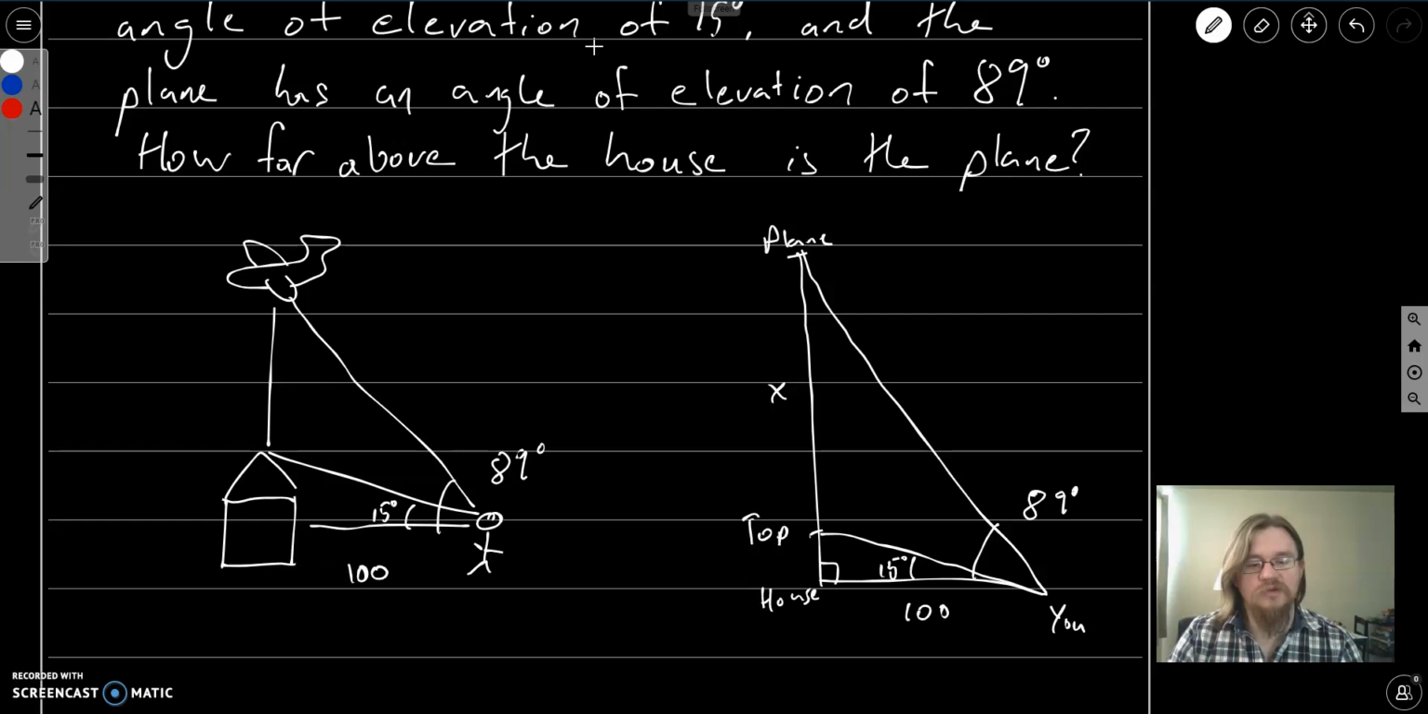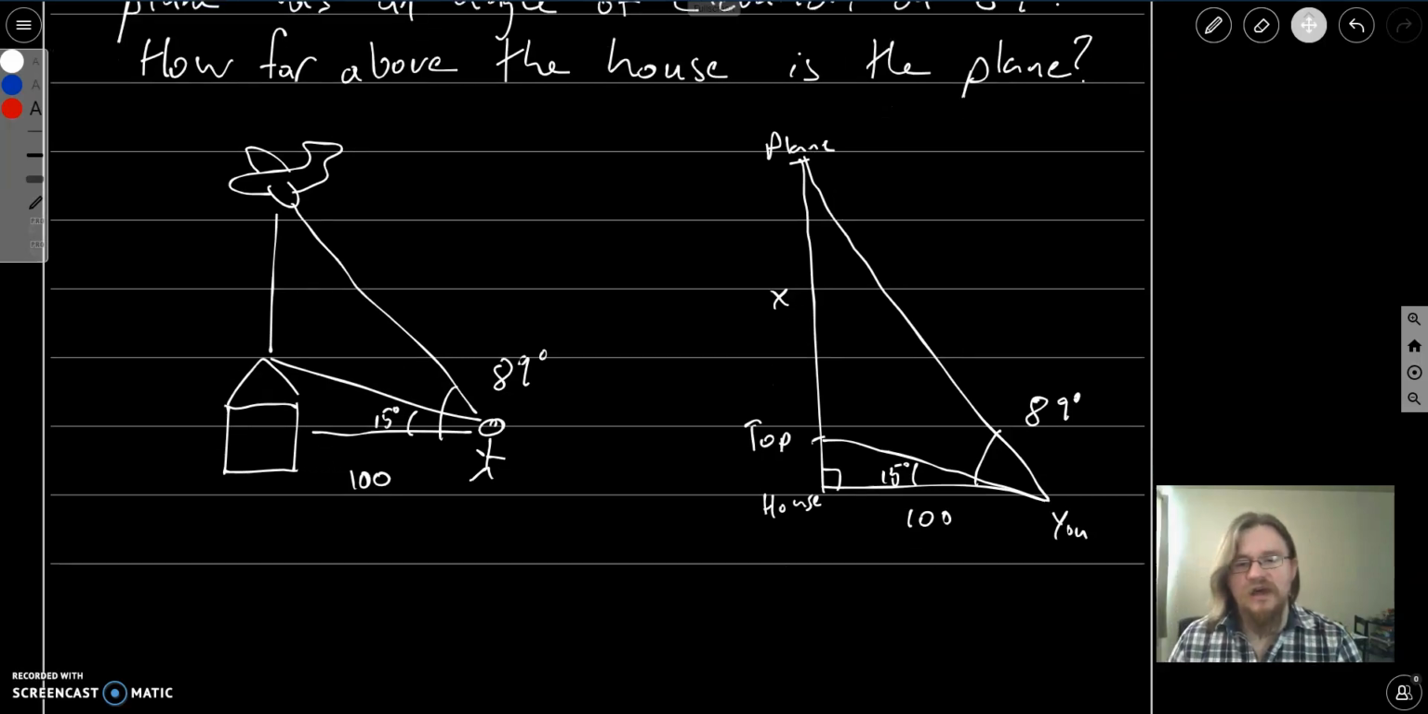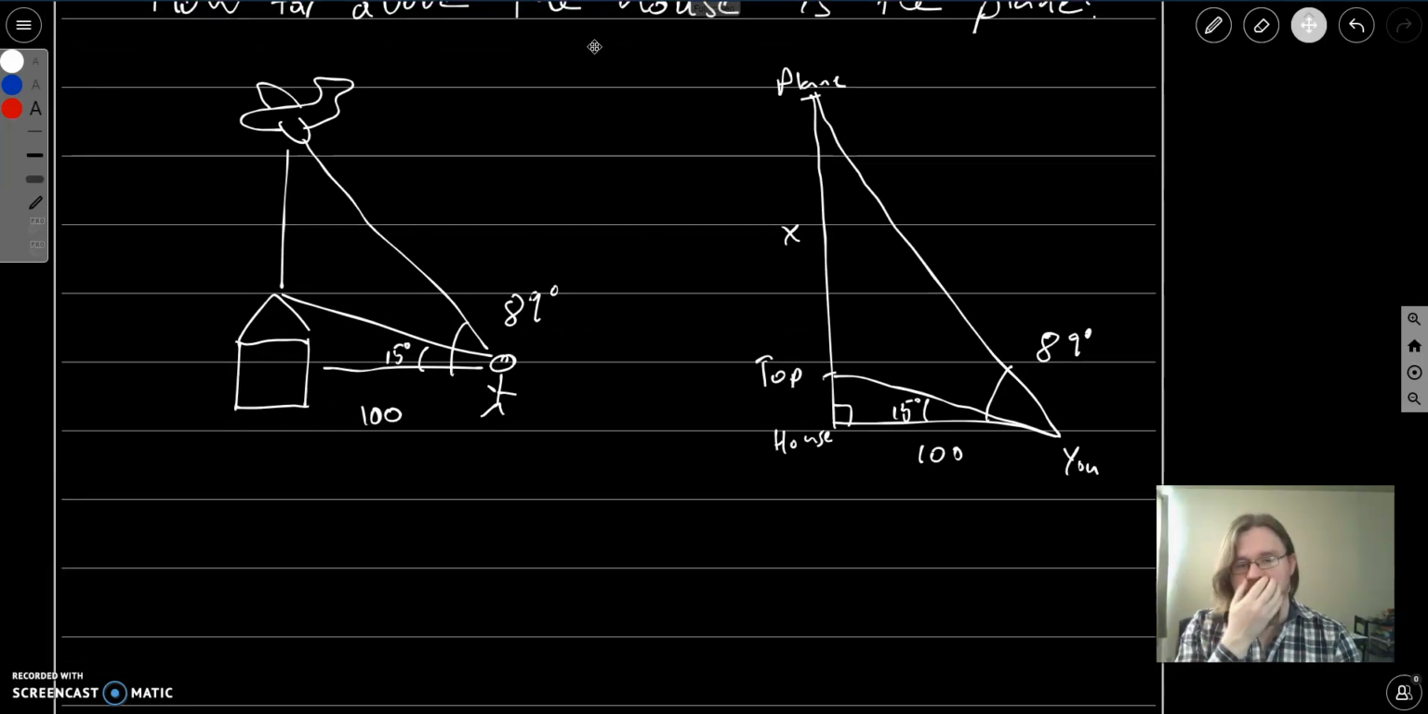Notice that this is going to be a right angle triangle because this line is going straight up and down. But if we look at this big triangle, we're going to be looking up at an 89-degree angle to try to see the plane up here. And we want to know how far above the house is the plane, as in what's the distance from the top of the house to the plane. So all we have to do now is try to figure out x.